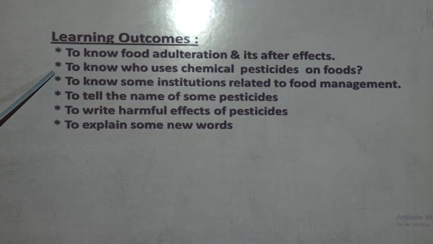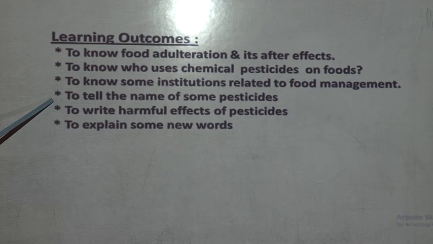Number two, to know who uses chemical pesticides on foods. We know that businessmen and hoarders mix different types of chemicals and pesticides on foods. Number three, to know some institutions related to food management. Who is responsible for controlling this food adulteration? We know BSTI, the Bangladesh Standards and Testing Institute, is responsible for controlling this type of food adulteration.